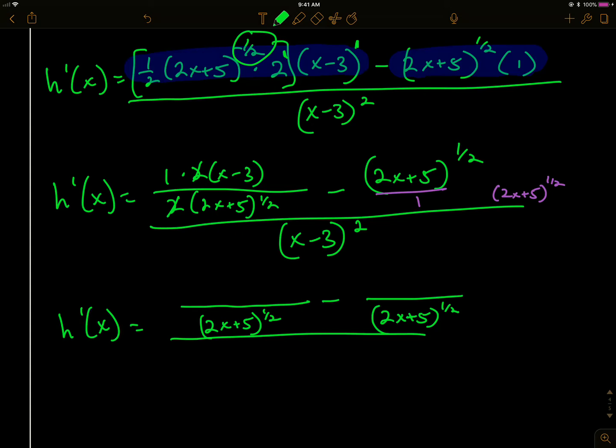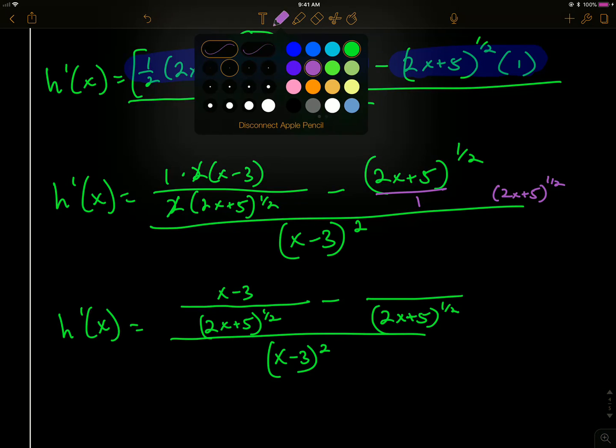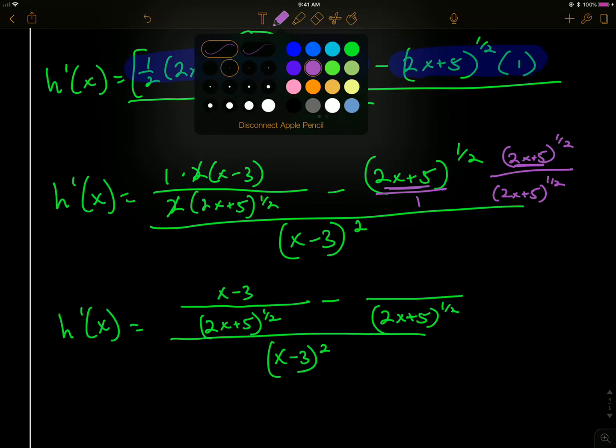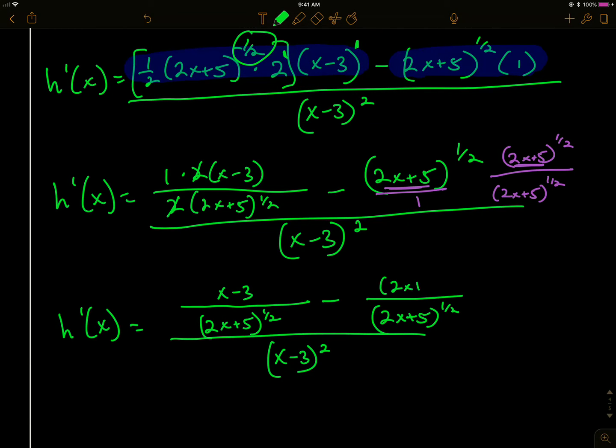So on this guy, my numerator stays the same, x minus 3. And we're not doing anything with this denominator yet. And then this numerator, I multiplied the denominator by 2x plus 5 to the 1/2, so I've got to multiply the top by 2x plus 5 to the 1/2. Because these have the same base, I can multiply them. So I'll get 2x plus 5. And I have a negative 1/2 and a negative 1/2 power, so when I multiply the bases, I add those powers together to get negative 1. And I don't need to show that.